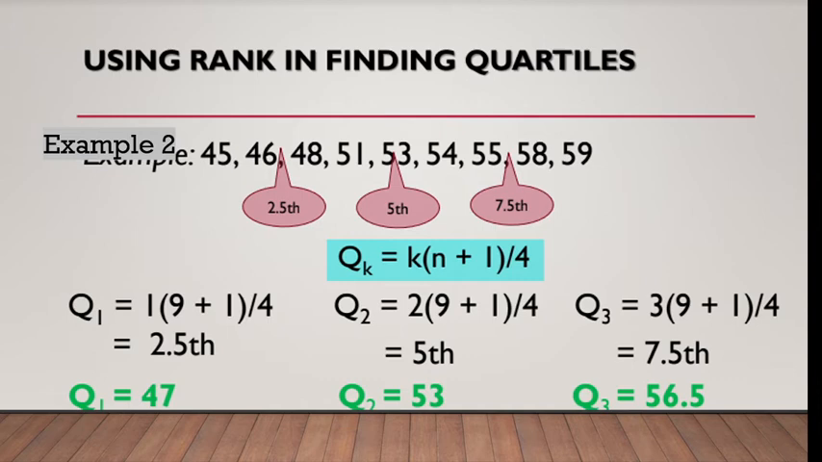To find the first quartile, you just have to substitute the number of the quartile. First quartile is equal to 1 times 9 plus 1 divided by 4, which is equal to 2.5th. Second quartile is equal to 2 multiplied by 9 plus 1 divided by 4, which is equal to 5th. And the third quartile is equal to 3 times 9 plus 1 divided by 4, which is equal to 7.5th.